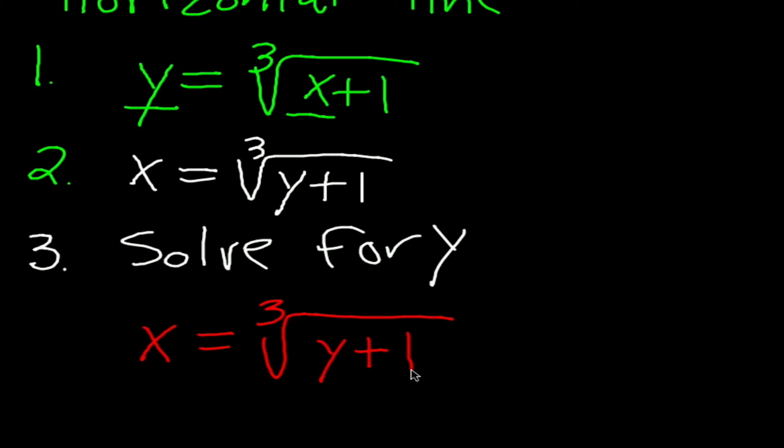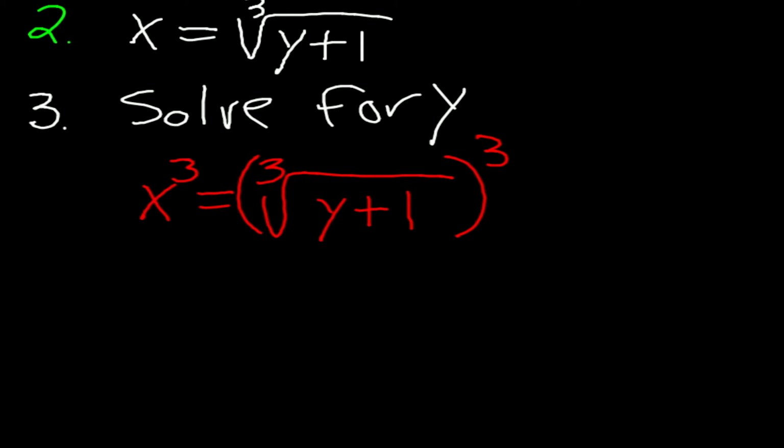Now, in order to get rid of the cube root, I'm going to have to cube the whole function here. But remember, this is also an equation with the equals, so whatever I do to one side, I must do to the other. So I'm going to have to cube the x on the other side as well. Once I do that, the cube is going to undo the cube root. They're going to cancel each other out. So now my equation becomes x cubed equals y plus 1.